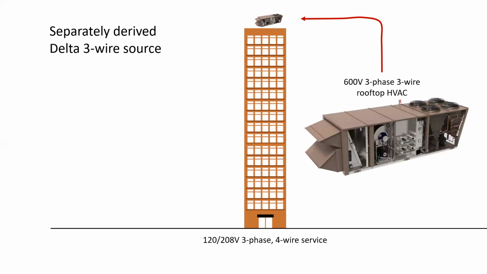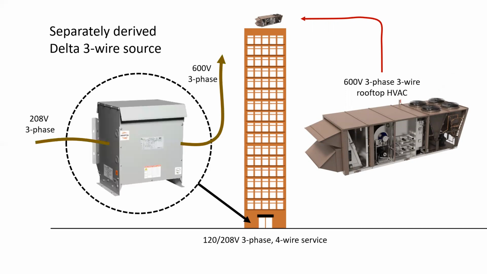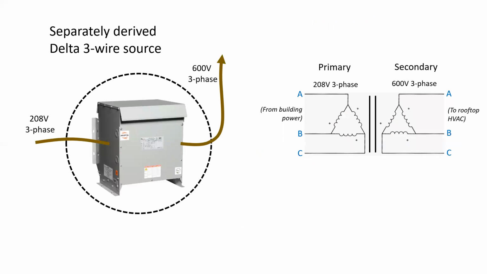At other times, we have separately derived delta three-phase sources that are utilized when we have to provide different voltages at a facility. Let's say we have a building that's 120/208 three-phase four-wire, but the rooftop equipment is 600-volt three-phase three-wire. Well, we can use a 208 to 600 transformer, and most likely what we're going to have is a delta to delta. There's no need for us to run a neutral up to the roof because there's no connection for it. So in this case, the secondary being an ungrounded separately derived system, how do we deal with that? And what challenges might we encounter?